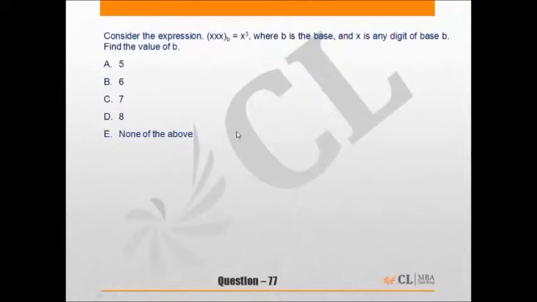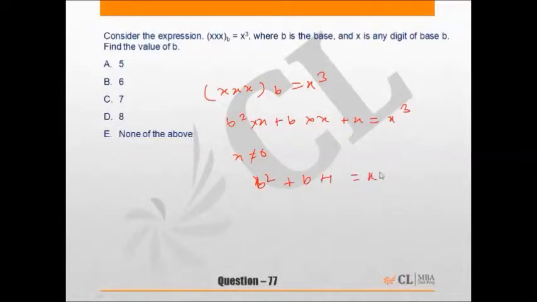We have x in base b as x cube. This can be written as b square x plus bx plus x equals x cube. As x cannot be 0, therefore we get b square plus b plus 1 equals x square.